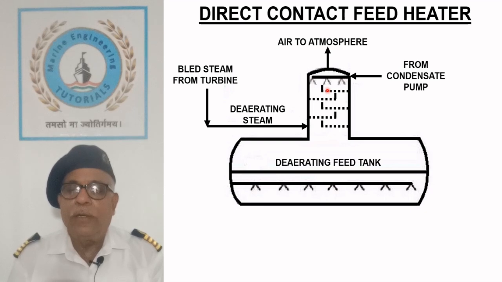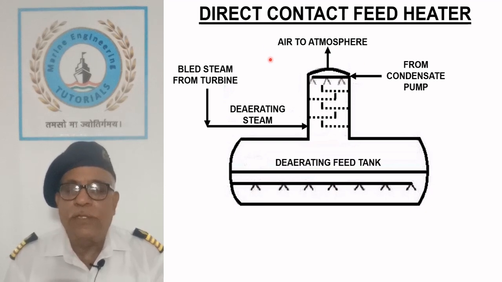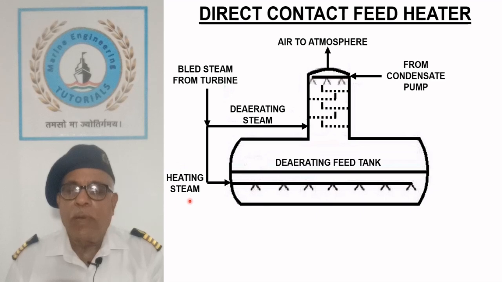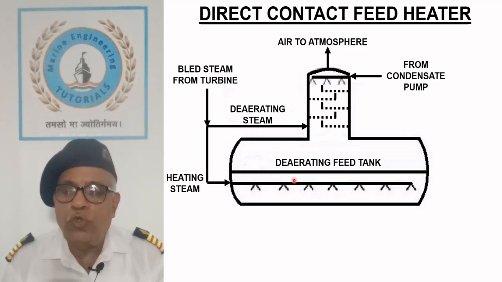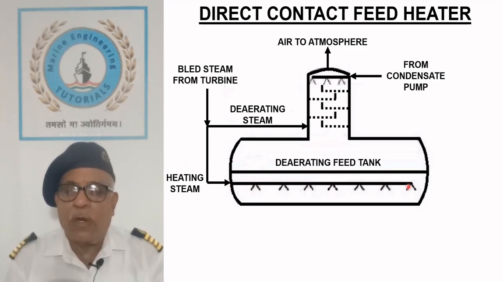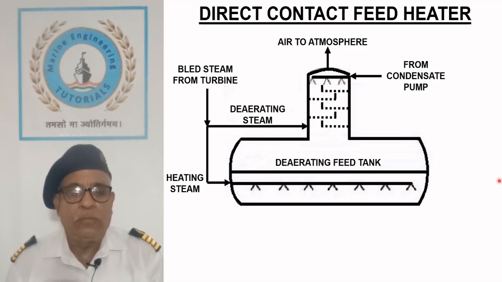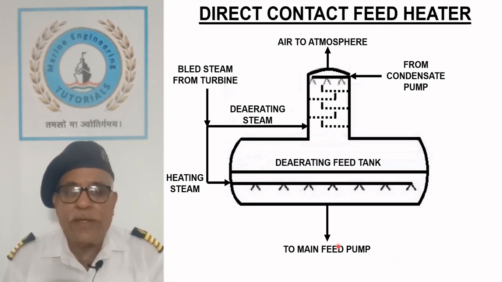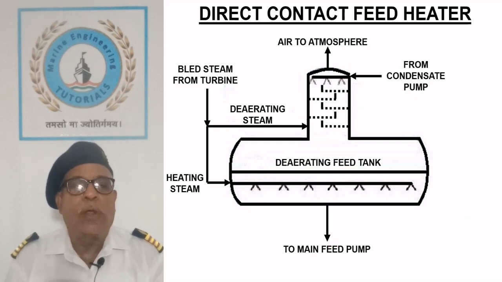Air liberated from the water is released to atmosphere from the top. Bleed steam is also used for heating the feed water in de-aerating feed tank. Main feed pump draws de-aerated and heated water for the supply in boiler.